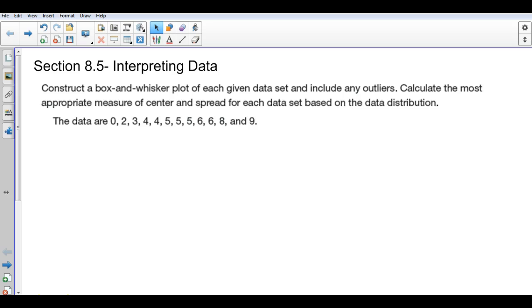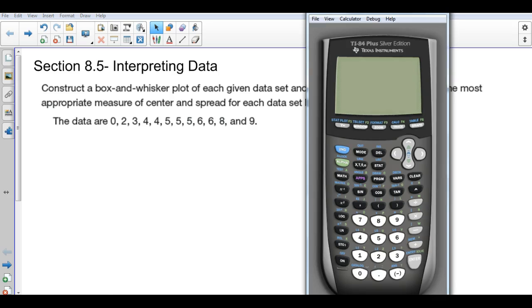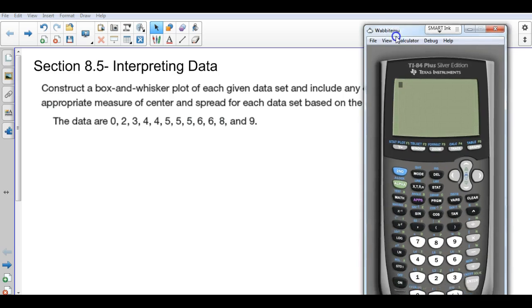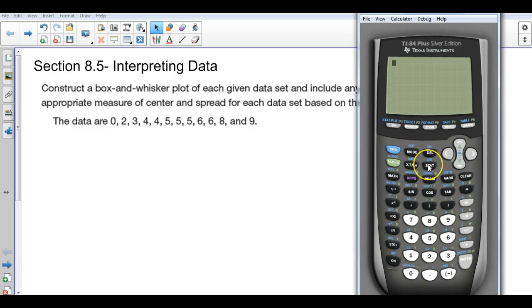So what I'm going to do is go to the calculator right away, and we'll enter the data in and determine, when we make a box and whisker plot, if it's going to be skewed, symmetric, whatever. It says calculate the most appropriate measure of central tendency and spread for this based on the distribution. We're going to include outliers in this, so we'll make a box and whisker plot. Again, if we have outliers, it means that our data would probably be skewed in some direction. So we'll kind of go from there.